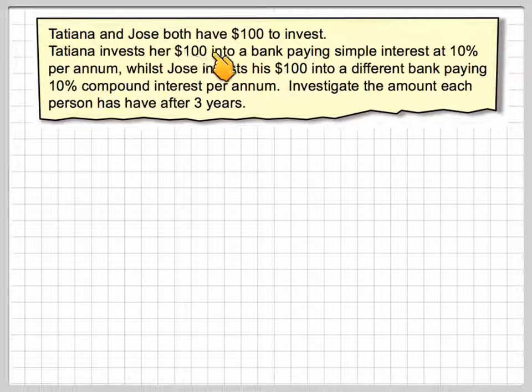Tatiana and Jose both have $100 to invest. Tatiana invests her $100 into a bank paying simple interest at 10% per annum, whilst Jose invests his $100 into a different bank paying 10% compound interest per annum. Find the amount each person has after 3 years. Basically, we're going to look at the difference between simple interest compared with compound interest.